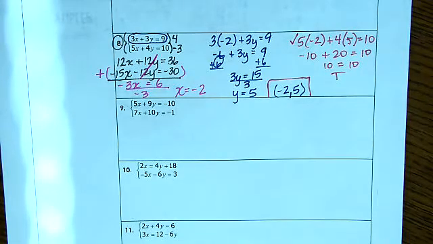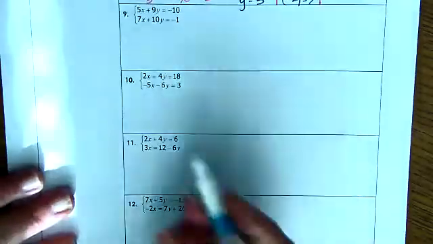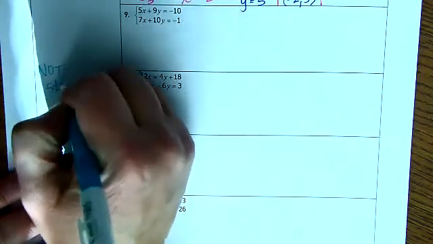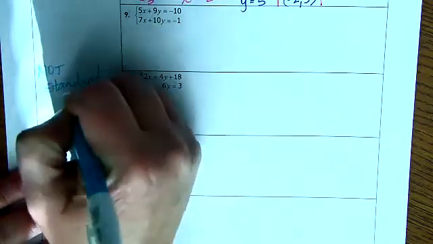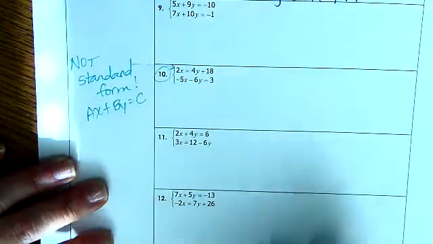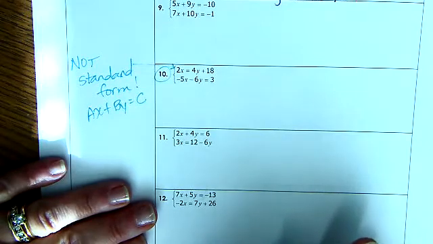Now, looking at number 10, the thing that can trip us up here is this is not in standard form. This is not standard form, which is ax plus by equals c. Okay, so the first thing we have to do is rearrange it to standard form.